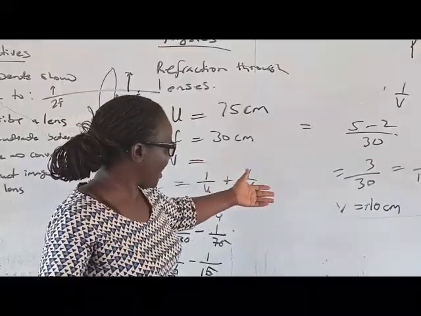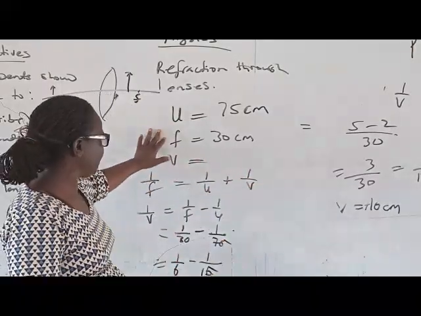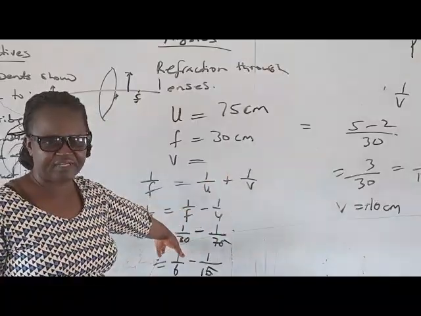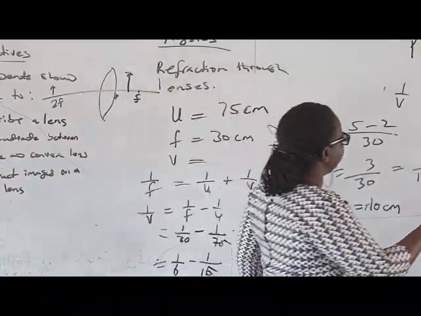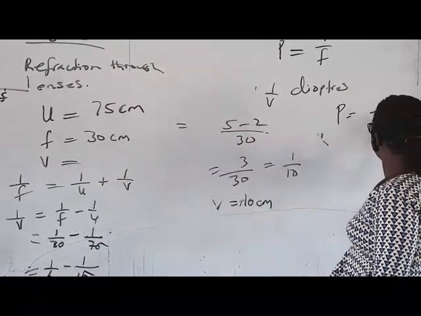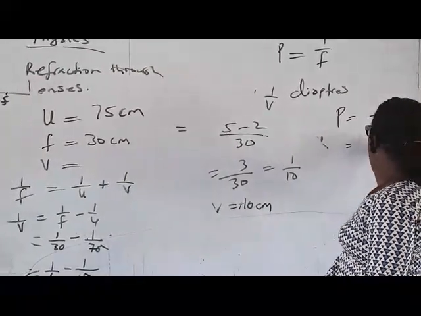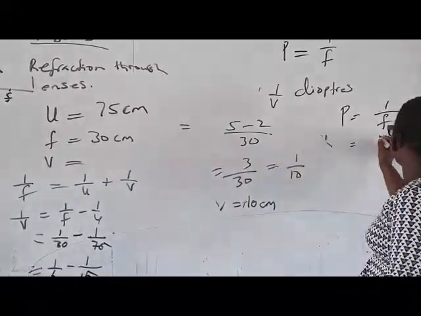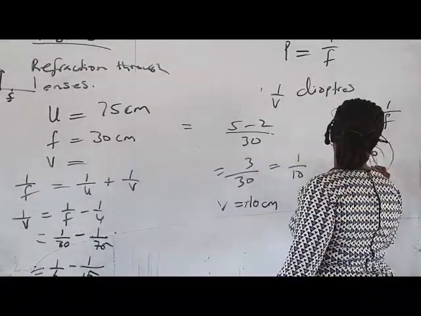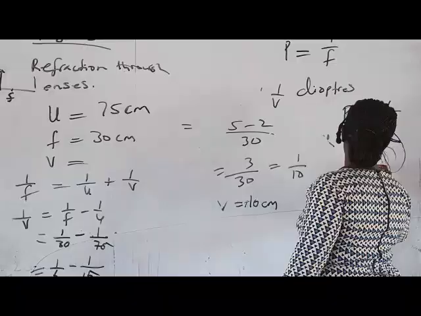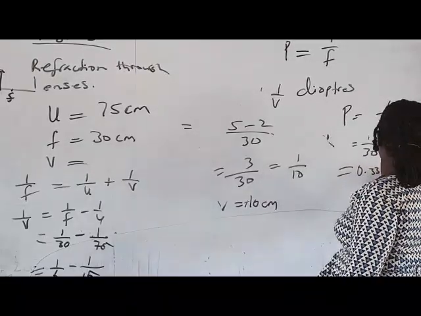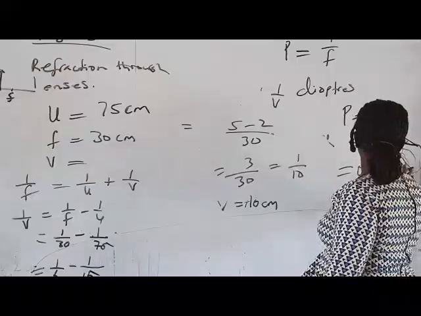Okay, so supposing in this particular question you have the focal length as 30 cm. What will be the power of the lens? The power will simply be the what? The inverse of the focal length. So in this case, since the focal length is 30 cm, we have 1 over 30. That will give us 0.33 diopters.